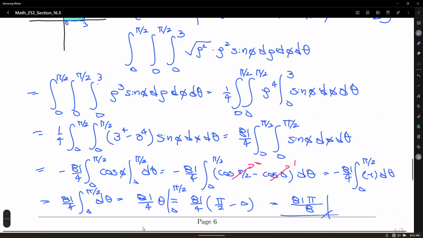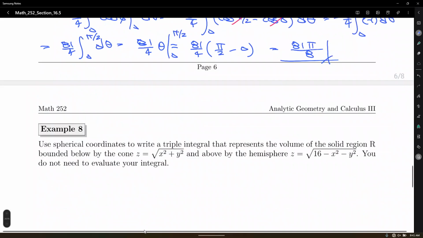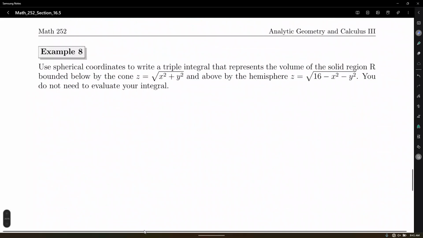We did one similar to this. Use spherical coordinates to write a triple integral, we're not going to evaluate, just set up, that represents the volume of the solid region bounded below by the cone z equals square root of x squared plus y squared, and above by the hemisphere z equals square root of 16 minus x squared minus y squared.